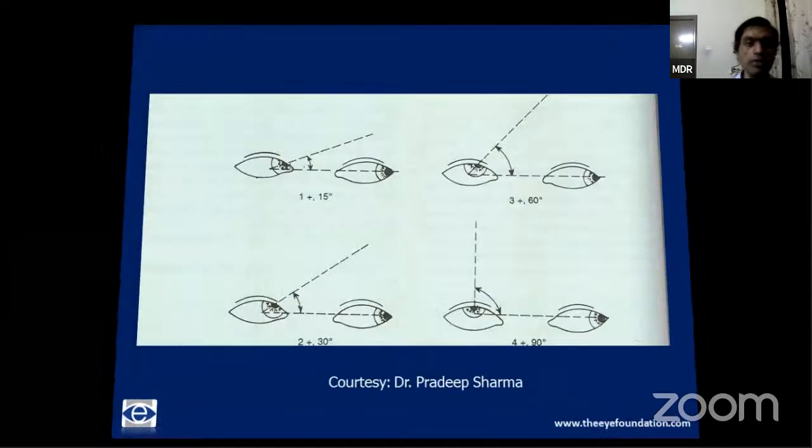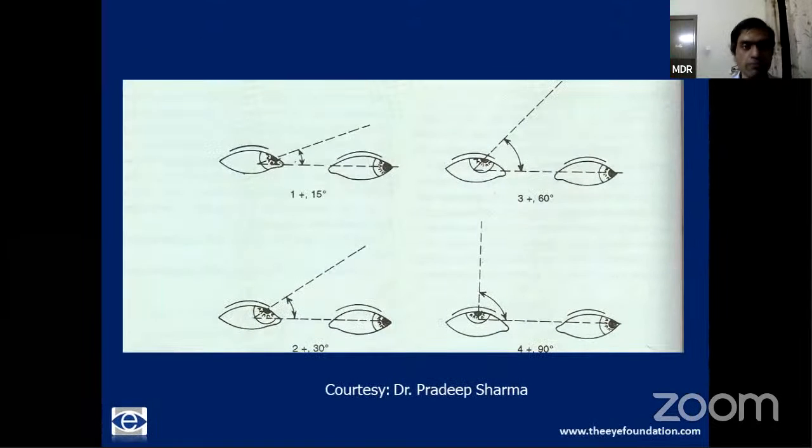Now I'll talk about grading oblique dysfunction. This is again from Sir's book. You draw a horizontal line bisecting the pupil of the abducted eye, and you note by how many degrees the pupil in the adducted eye is elevated. Grade it as 1, 2, 3, or 4. You can also mention the number of millimeters the pupil of the adducted eye is above the horizontal line.